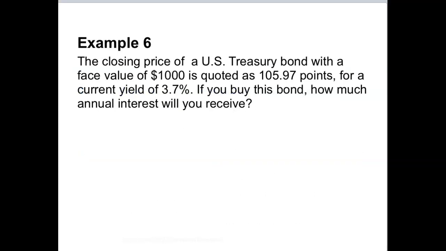So here's kind of how the language of bonds works. The closing price of a U.S. Treasury bond with a face value of $1,000 is quoted as 105.97 points for a current yield of 3.7%. If you buy this bond, how much annual interest will you receive? All right. A lot going on here, and I know it can seem confusing. Remember what the face value is. This is what you pay.